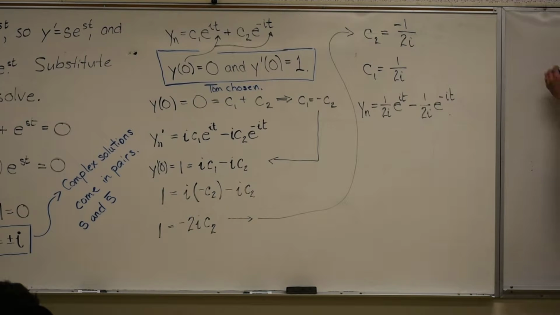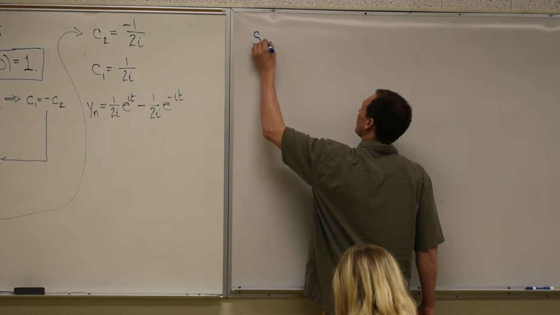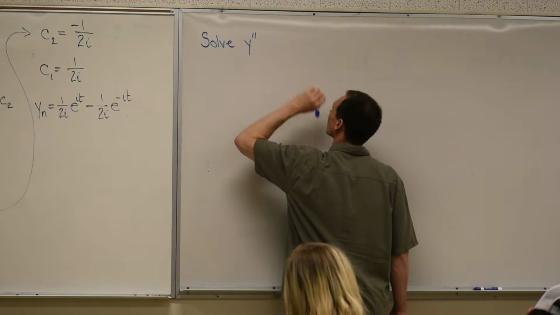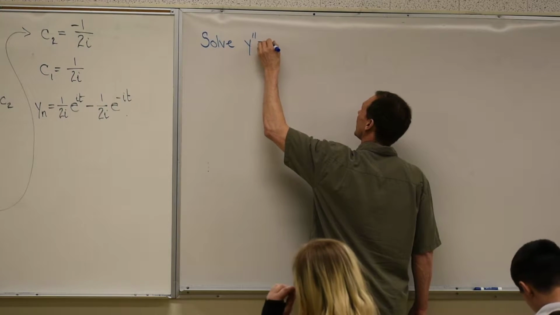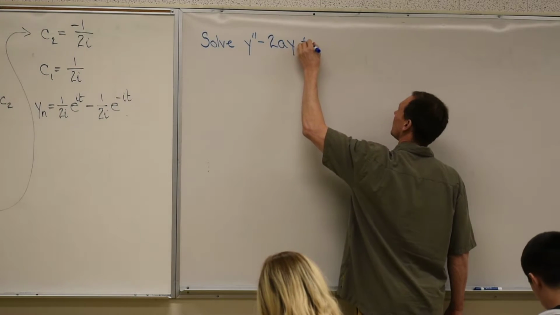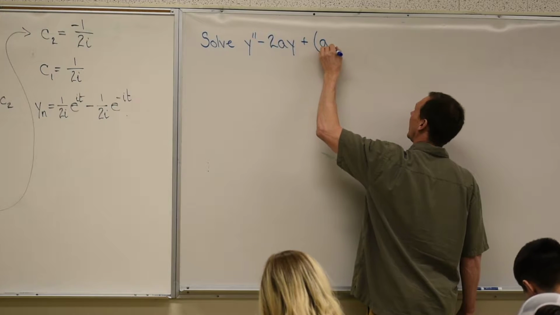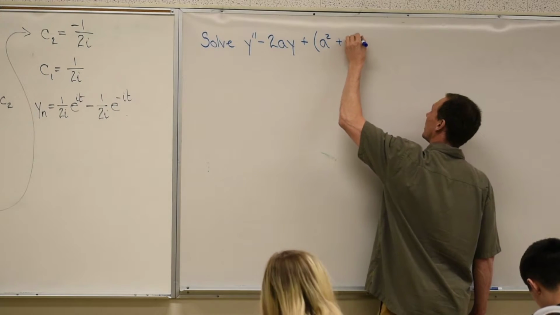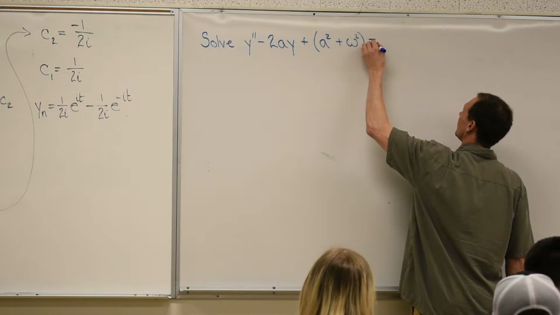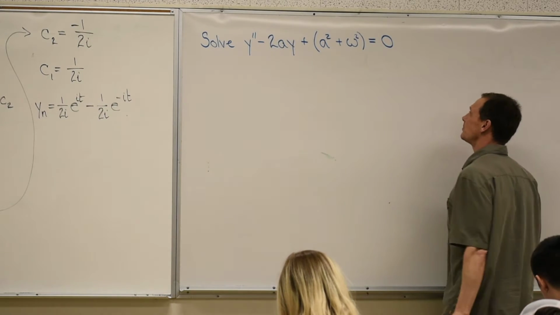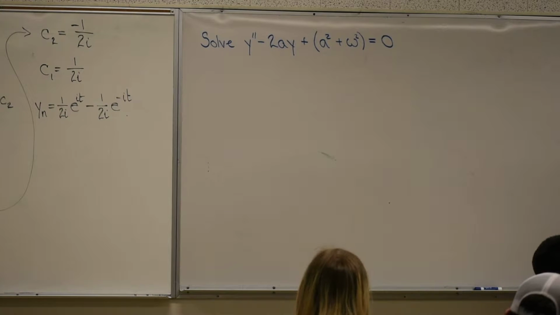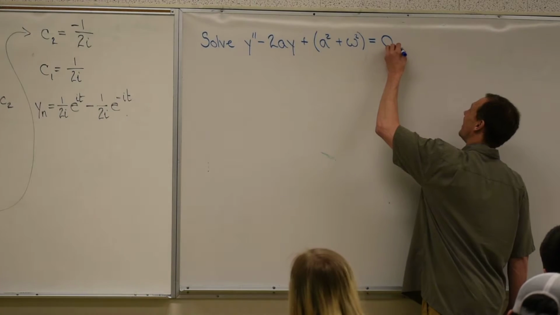Let's try this. We're going to solve y double prime minus 2ay prime plus, this is kind of a unique one, but you'll see in a bit, a squared plus omega squared y equals 0. Yeah, that's it. We're going to solve that. Looks big, doesn't it? Because it is.